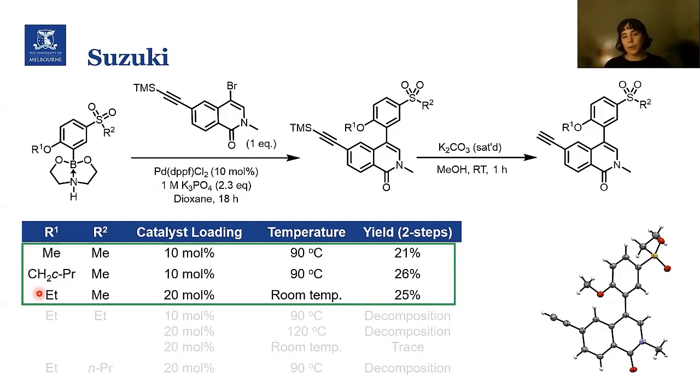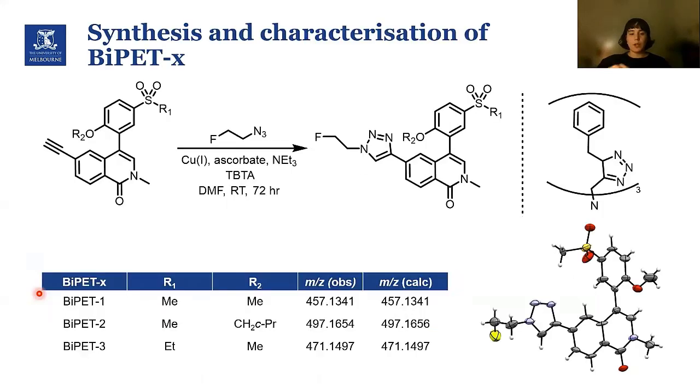Once we had the TMS protected alkynes in hand, subsequent deprotection under basic conditions gave us the desired free alkynes. So in the final step, we did the click chemistry reaction. We reacted the free alkyne with 2-fluoroethyl azide under copper catalysis and basic conditions with the polytriazole ligand TBTA as a promoter of this click reaction.